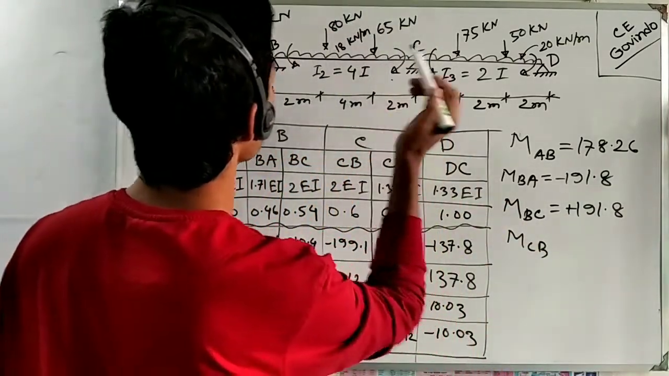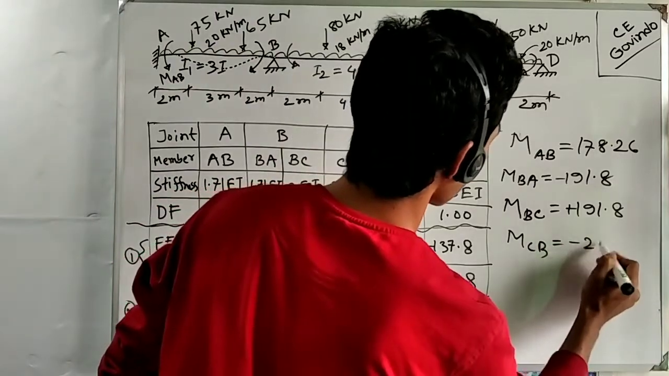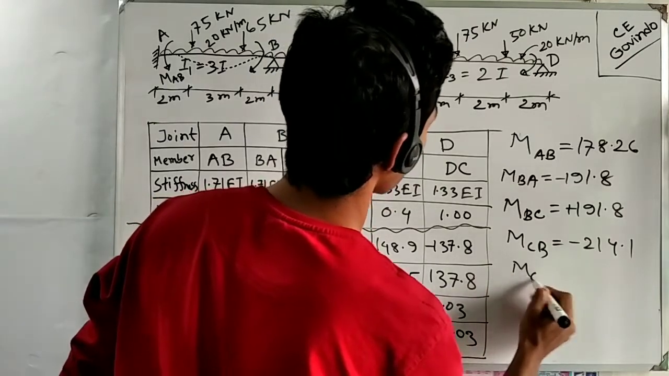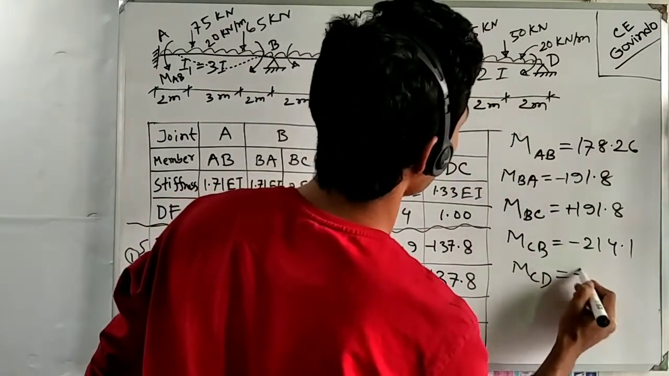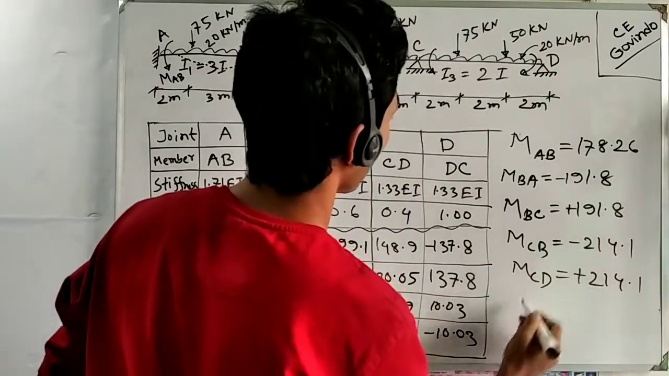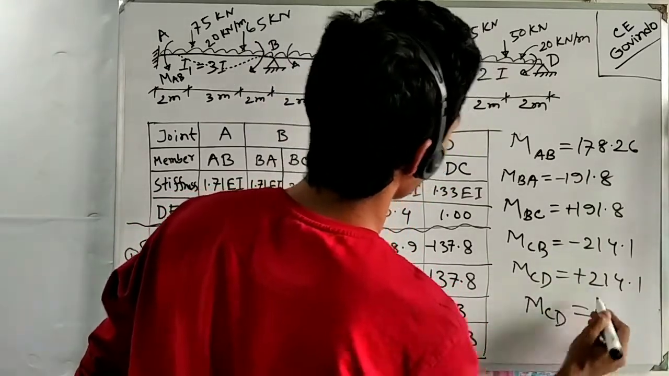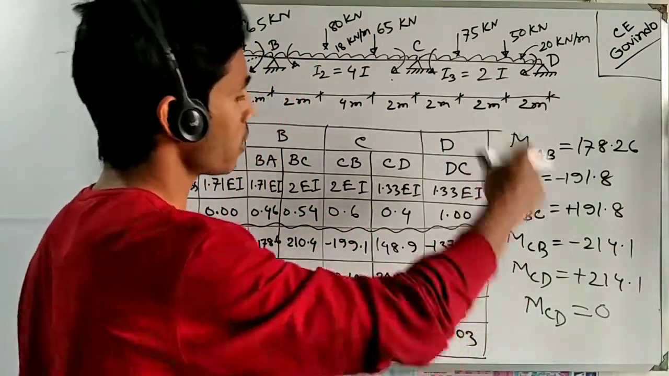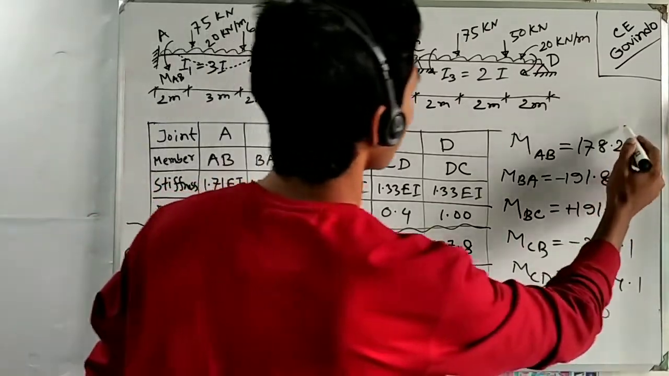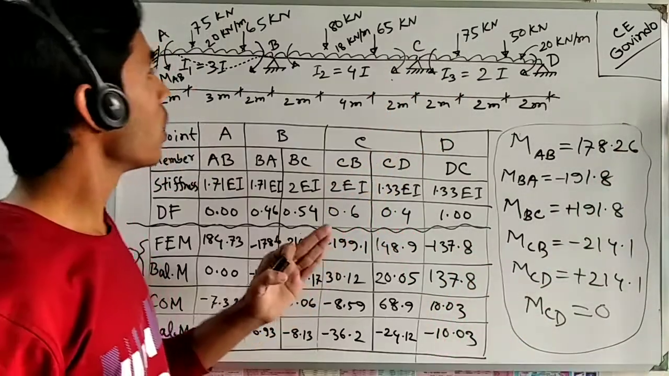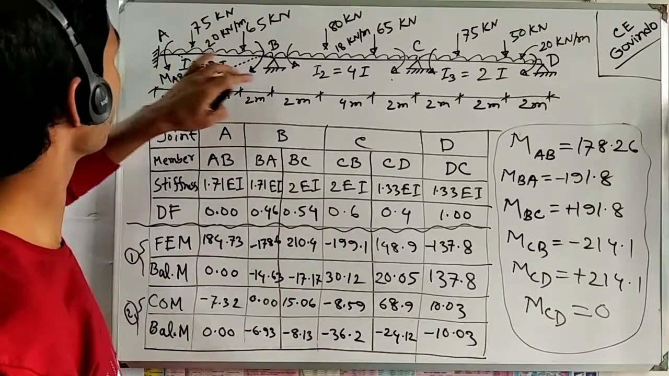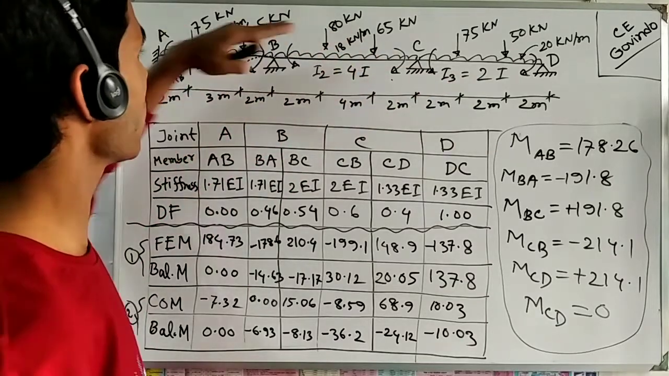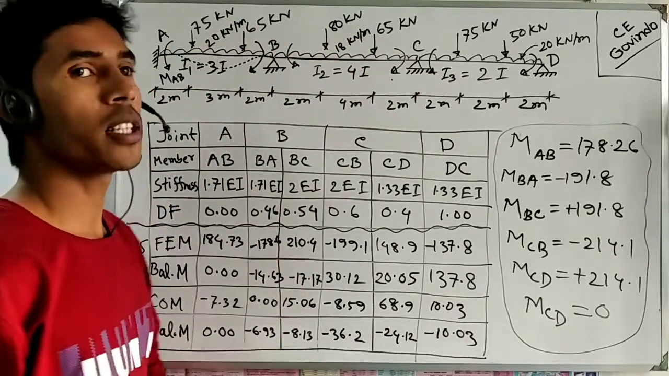MCB, that is this moment, will be minus 214.1, and MCD, that is this moment, will be plus 214.1, and the moment at CD will be 0. If we sum this column, then we will get the moment at CD, because this support is a hinge, so the moment at this support will be 0. Now this is our final moment. Now we know the moment at this point, this point, this point, this point. That is, this statically indeterminate beam has now turned into a statically determinate beam.